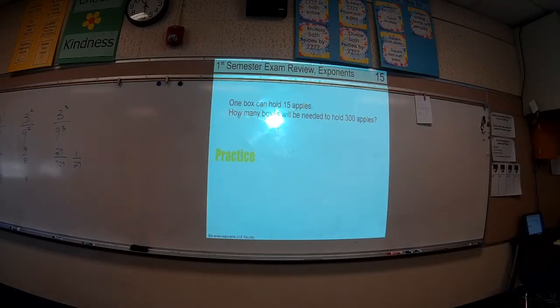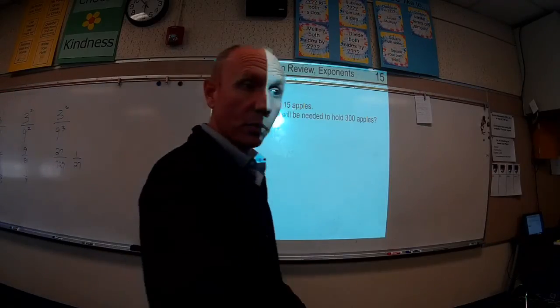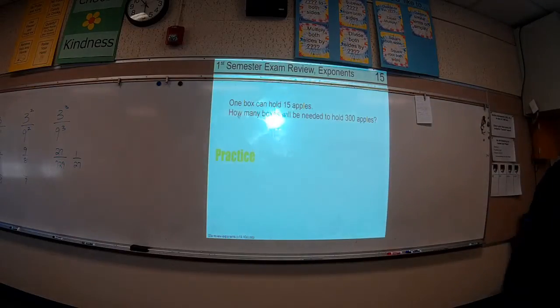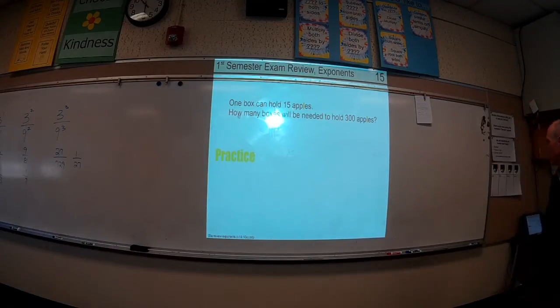Wait, I got one. There you go. That's better. Correct answer is do 300 divided by 50. Do it on your calculator. Do 300 divided by 50 on your calculator. Good. Correct answer is 20.